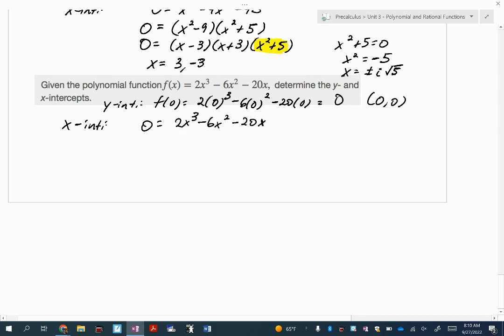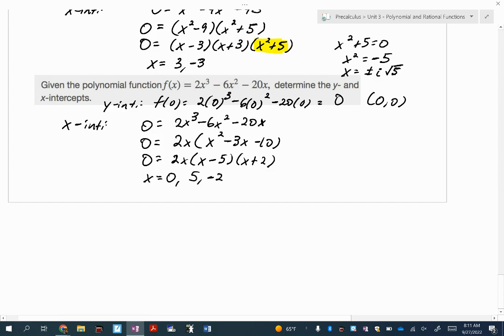All right, so set the function equal to 0. I'm going to factor out, it looks like a 2 and an x. That gives me x squared minus 3x minus 10. If I keep factoring, I'll get (x - 5)(x + 2). All right, so my 3 x-intercepts will be 0, as we already knew, positive 5, and negative 2. So I'll write those down. So (0, 0), (5, 0), and (-2, 0). All right, and that's it, guys.